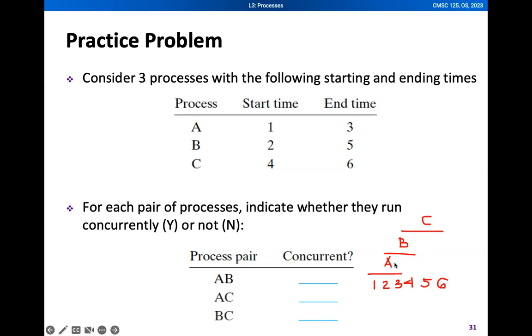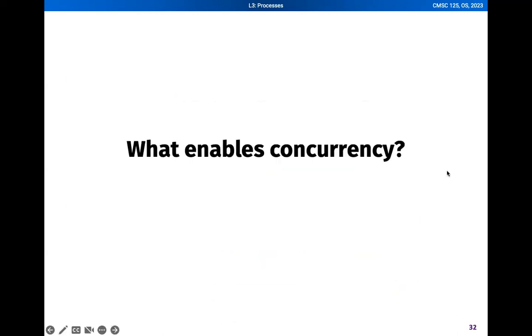So what about A and C? What kind of process are they? Sequential. Yeah. Wow, very good, Kamo. Thank you for your answers.